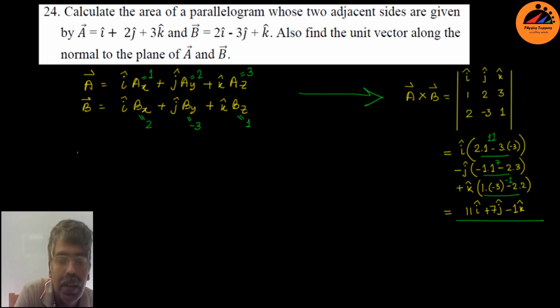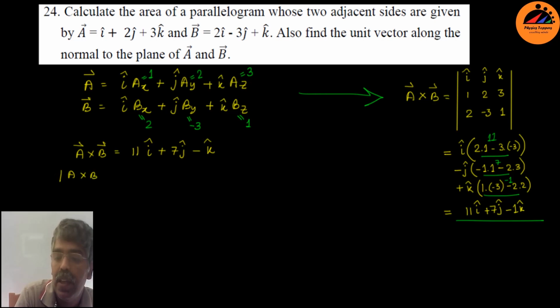So what is A cross B? A cross B using determinants, so that is 11 i cap plus 7 j cap, so minus k cap. So this is the vector. So first part of the problem is done. Sorry, first part of the problem is not done. You need to find the area of the parallelogram. So area means magnitude of A cross B.